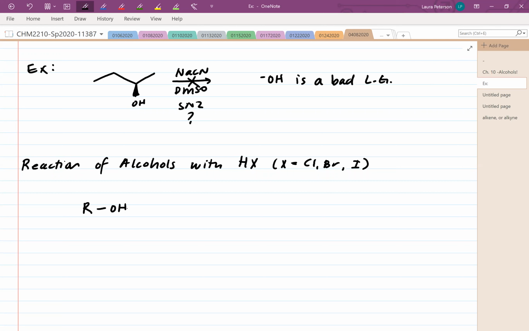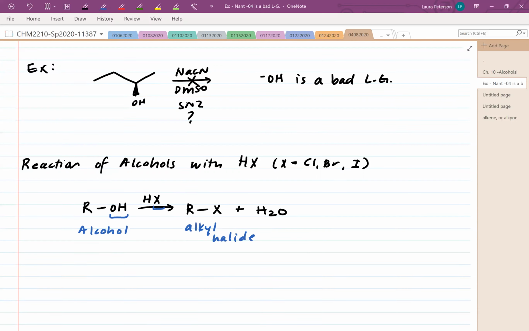We're going to take our alcohol and react it with HX, and HX is going to be both the reagent and the solvent here. What we're going to see is essentially a substitution reaction where we have substituted our X group for our alcohol. We basically have replaced the OH, the hydroxyl group, with whatever our halide is. So this looks like an SN2 reaction, or an SN1 reaction, some sort of substitution. We're taking an alcohol and converting it to an alkyl halide.